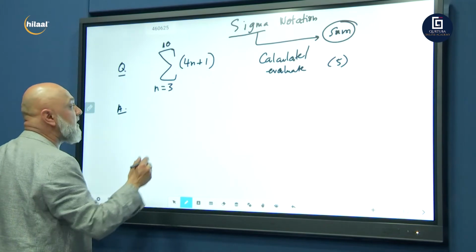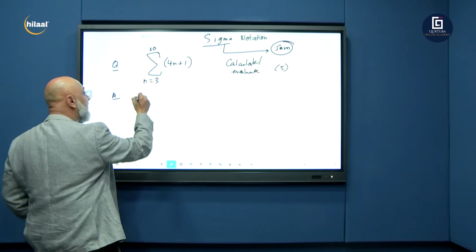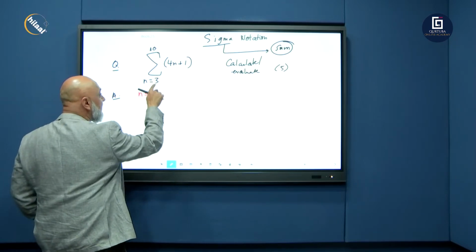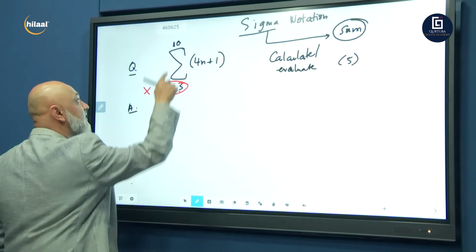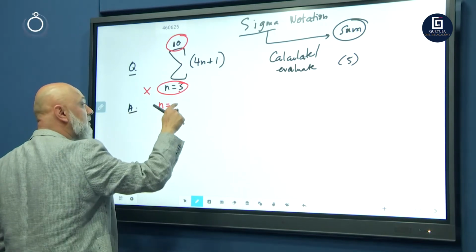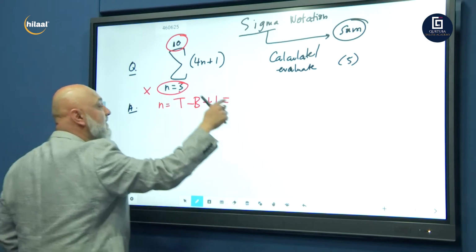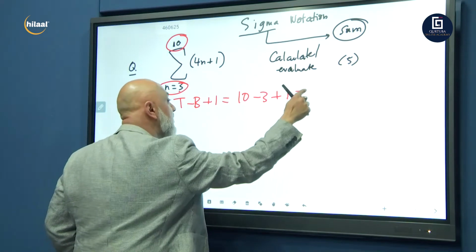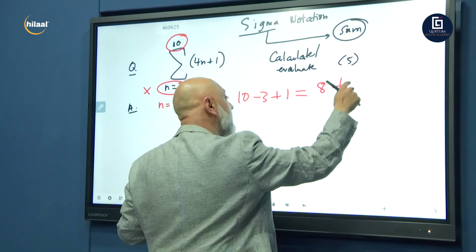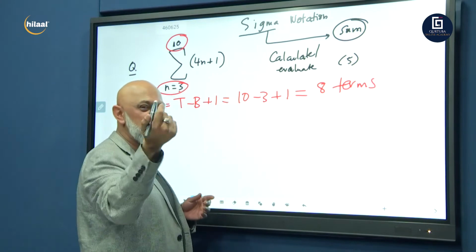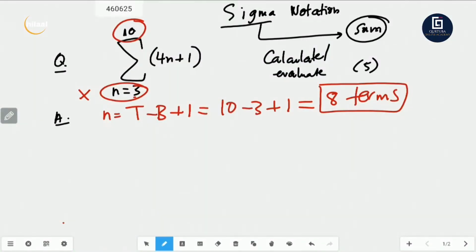So what do we do? Where do we begin? We first find n, our number of terms. And how do I find n? N is not this n here. N, your number of terms: you take your top number minus your bottom number plus 1. So 10 minus 3 plus 1. 10 minus 3 is 7, 7 plus 1, 8 terms. So n is equal to 8 terms.